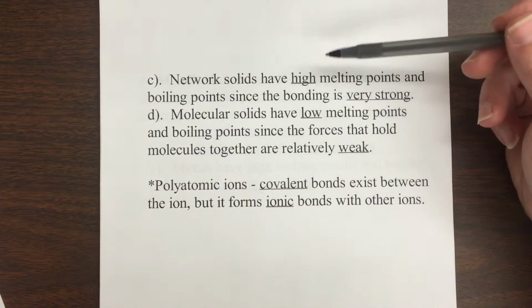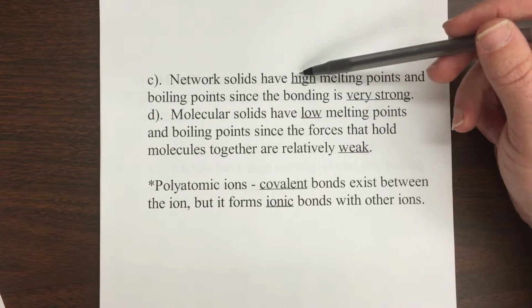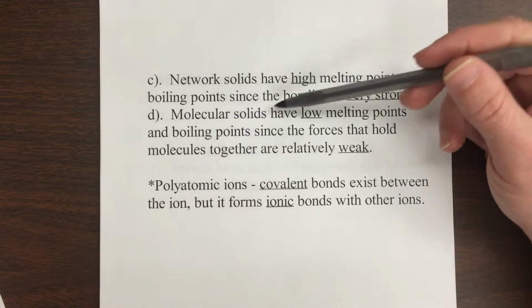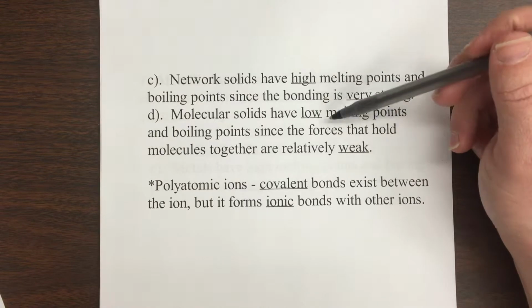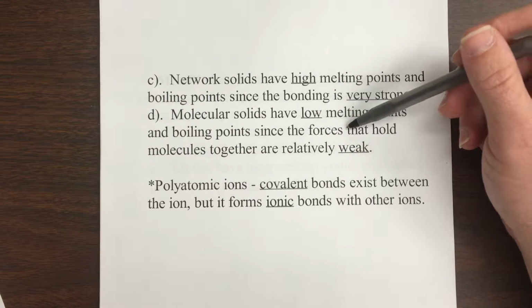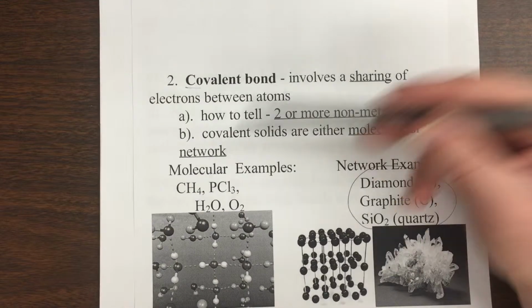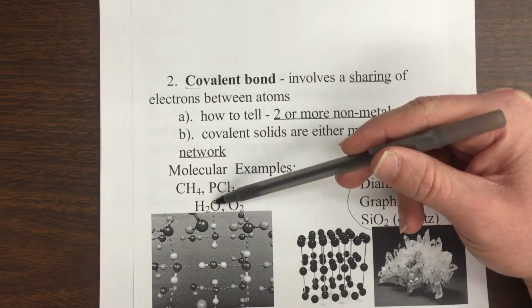Now the network solids are diamond, graphite, and silicon dioxide. They're going to have high melting and boiling points because those bonds are rather strong. However, the molecular solids, the covalent molecules, are going to have low melting and boiling points. Those are much weaker forces. So this is where we'll see our typical gases and liquids. So the examples I gave, methane is naturally a gas, and then water obviously is a liquid.